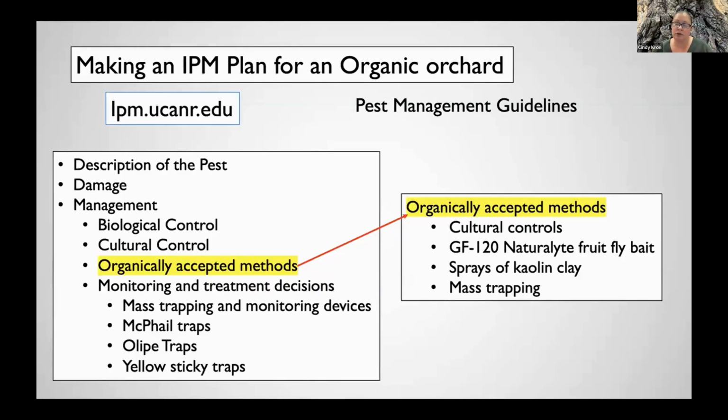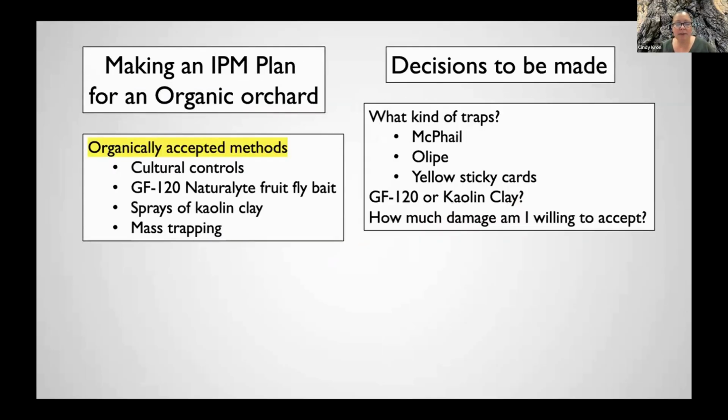So we were talking about, well, how do you do an IPM program for an organic orchard? Monitoring and treatment decisions, and it lists the different ways of monitoring for this insect. And so when I pulled out information on this page of what are the organically accepted methods, we have cultural controls, GF120 natural light fruit fly bait, sprays of kaolin clay, which is Surround, and mass trapping. So making my IPM plan for the orchard, again, those are the accepted methods on the left-hand side.